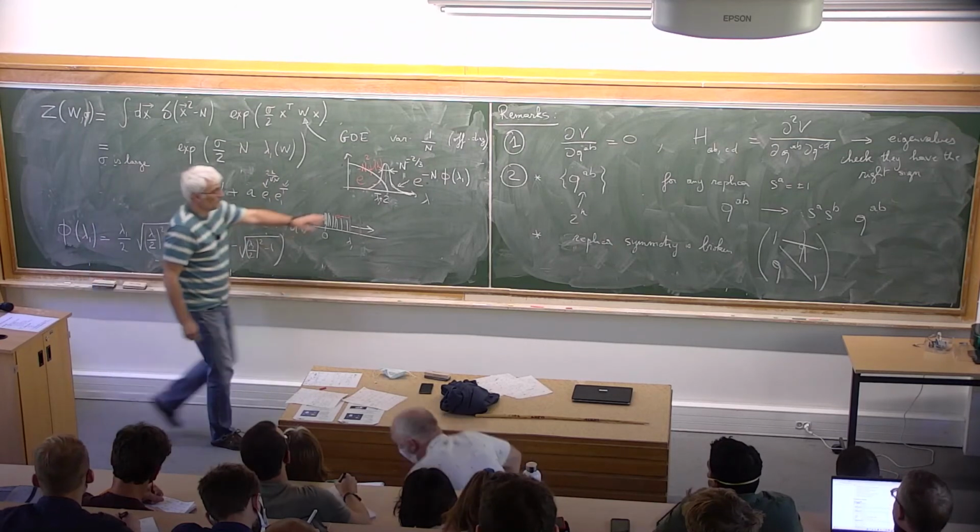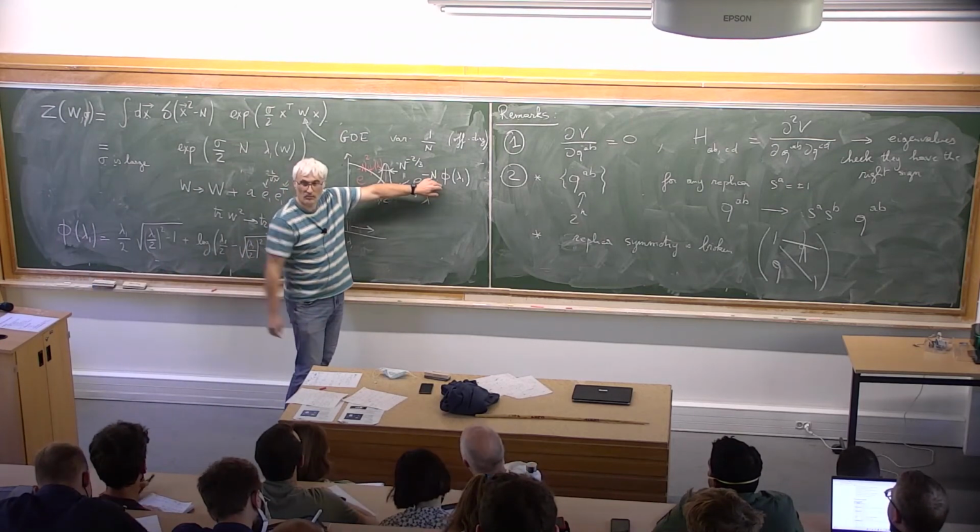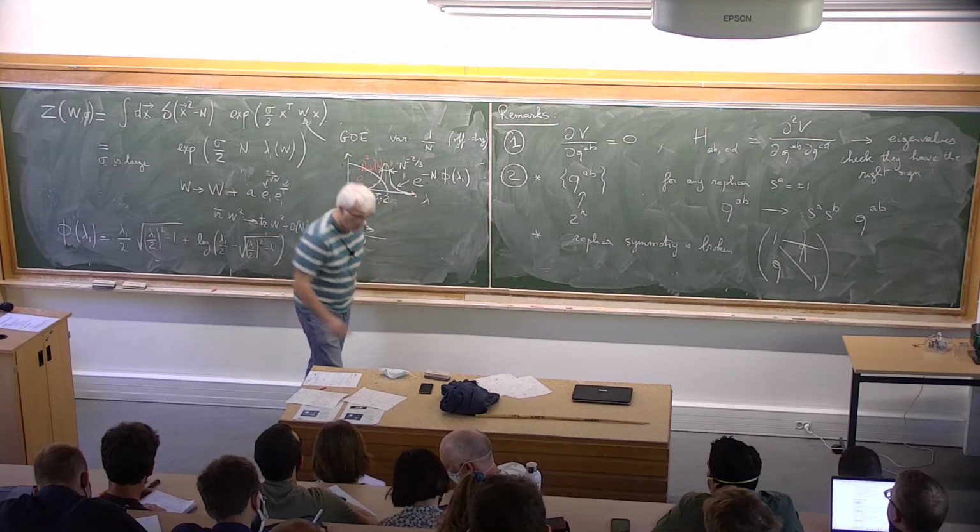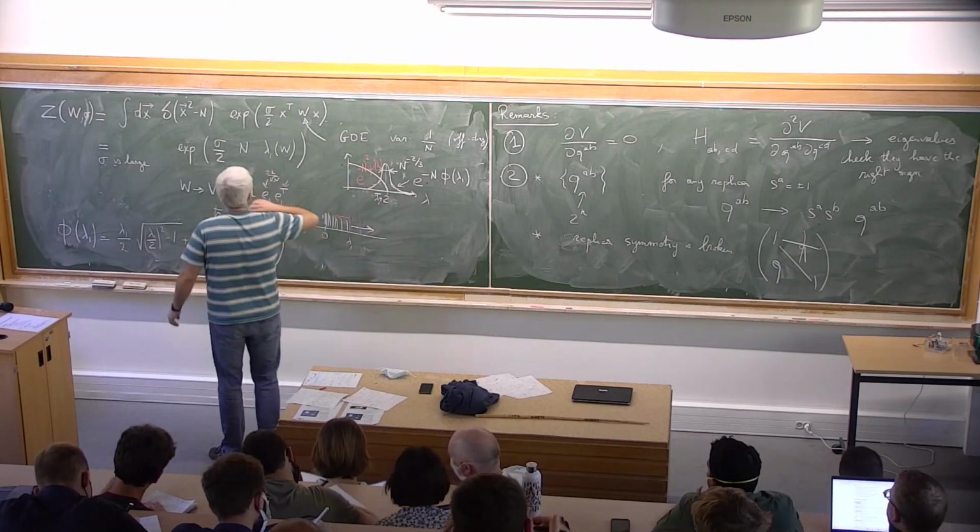So can we find back phi of lambda 1 from our replica calculation? That's what I would like to do in the last 20 or so minutes.